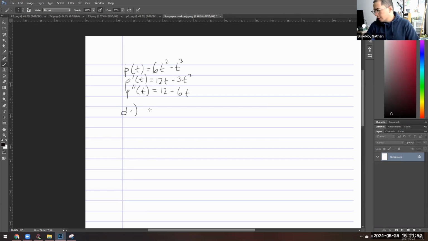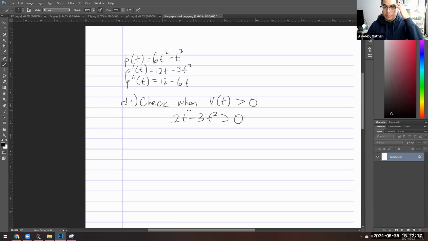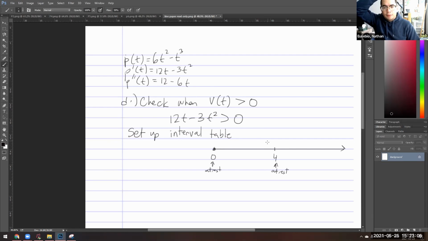Part D is asking when the object is moving in a positive direction. So we need to check when velocity of t is greater than 0, that is, when 12t minus 3t squared is greater than 0. We have to set up an interval table. We already have the intervals that we need. You take your points from 3b, which were 0 and 4, because the object is at rest there. The implication is that between 0 and 4, I'm traveling in one direction. There's only one way I could go.